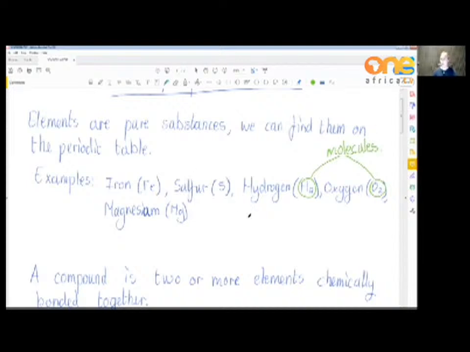but they are still considered two pure substances, and they're considered elements because this is hydrogen binding with itself. So it's still just hydrogen, even though they are now sort of grouped up in a pair. Same with oxygen. So these are still considered elements, even though they are a molecule. So these are just the elements separately.